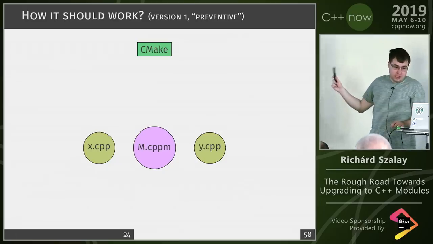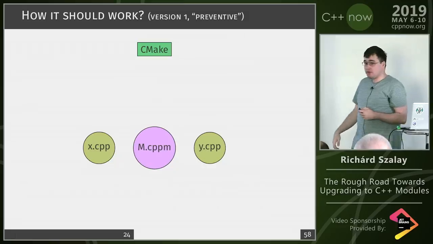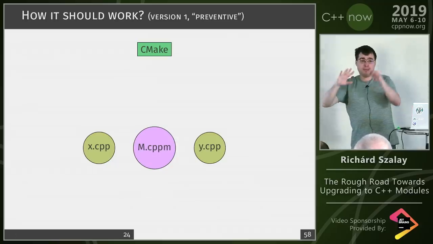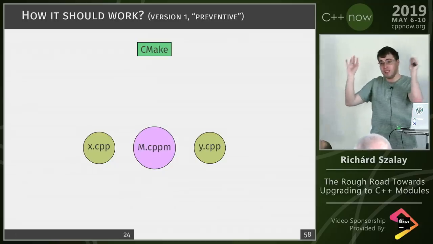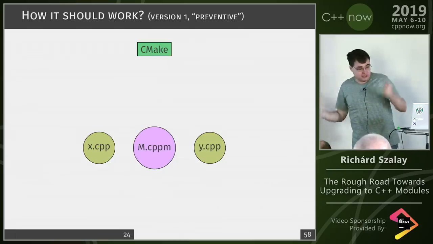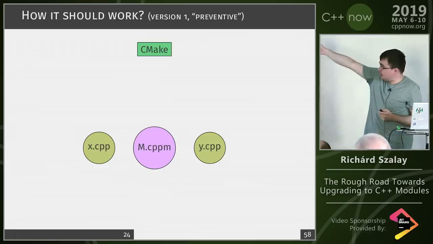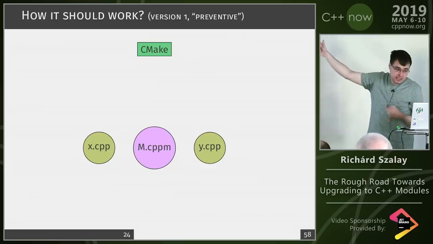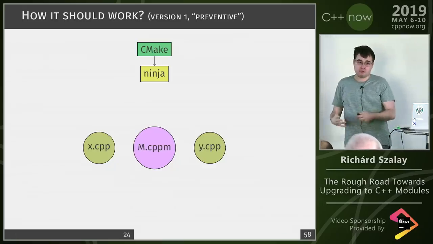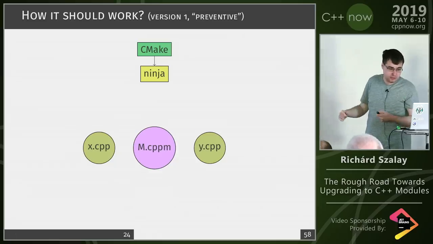I will foreshadow, I hope this, what I call preventive, will win. So let's imagine we have a project with three source files. M is the module. CPPM is just a decoration that it is a module file. It's just another CPP code. So I use some high-level build abstraction tool like CMake, which will generate build configuration for the person's favorite build driver. In this case, Ninja, it could be Make, Xcode, anything.